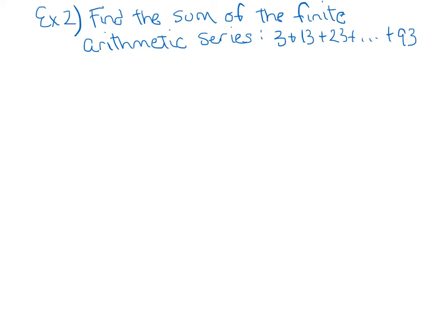So example 2 says, find the sum of the finite arithmetic series 3 plus 13 plus 23 plus, then you'll notice I'm missing some terms in the middle, and my last term is 93. All finite means is that it ends. Remember, infinite means it never ends. Finite means there's an end, and we are ending here at 93.